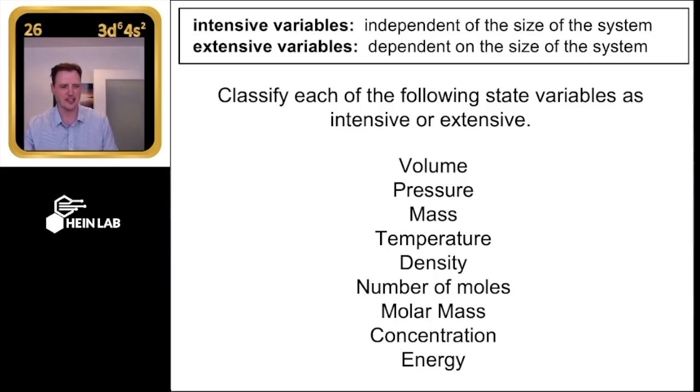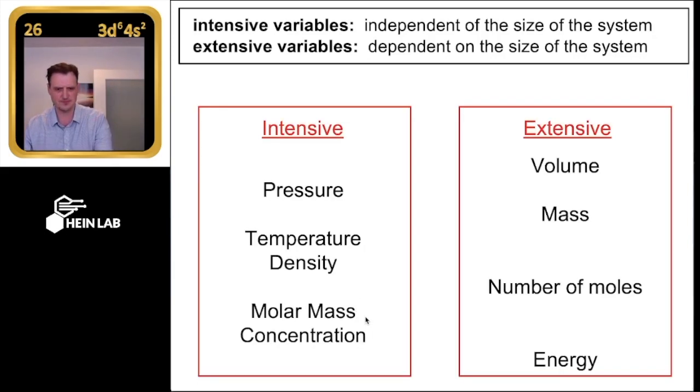All right, good. So generally, this is how I would split them up. Volume, mass, and number of moles are extensive variables for sure. Intensive variables: pressure, temperature, density, molar mass, concentration. Energy I'm binning in the extensive category.